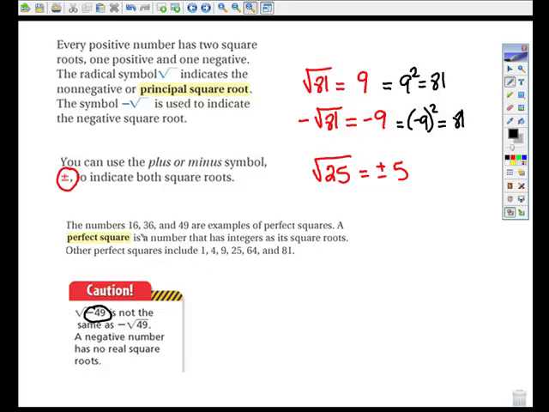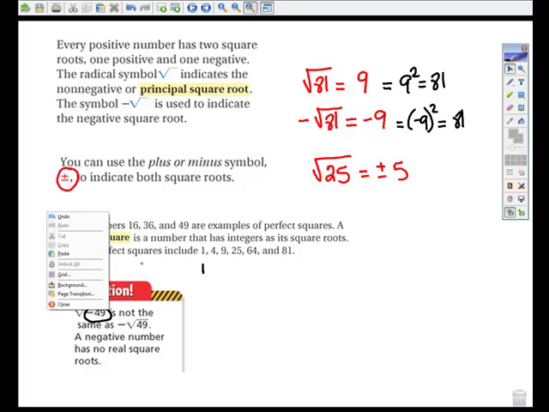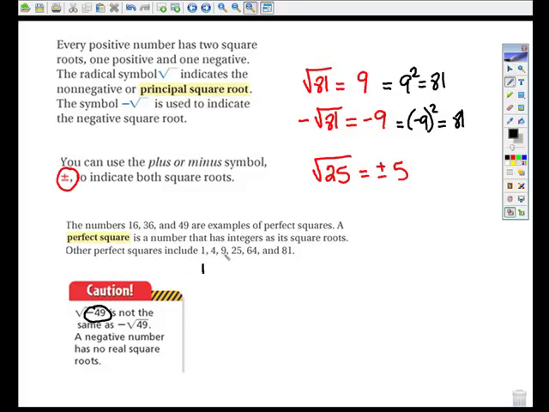These numbers right here, 16, 36, 49, etc., are examples of perfect squares. So a perfect square is a number that has integers as its square roots. So for example, 1 is a perfect square because the square root is 1. 4 is a perfect square because the square root is 2. 9, the perfect square, its square root is 3, etc.